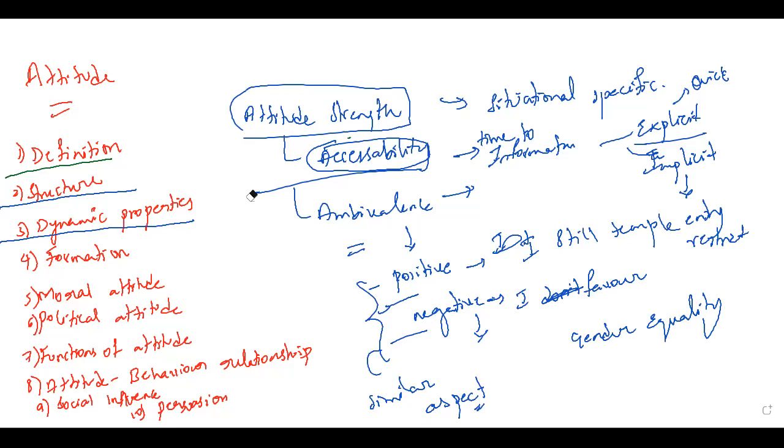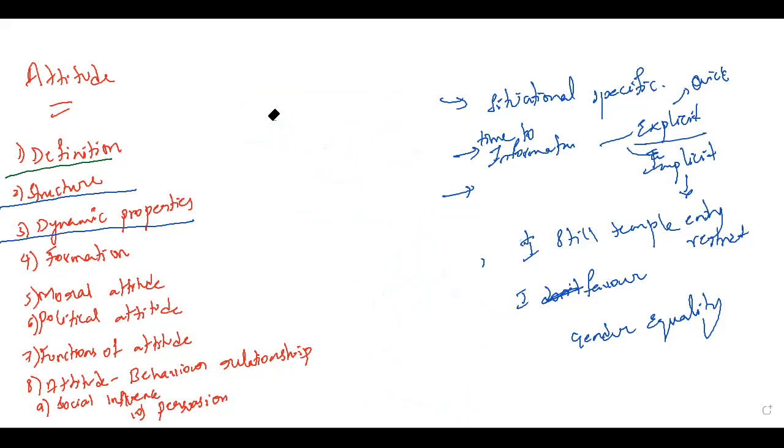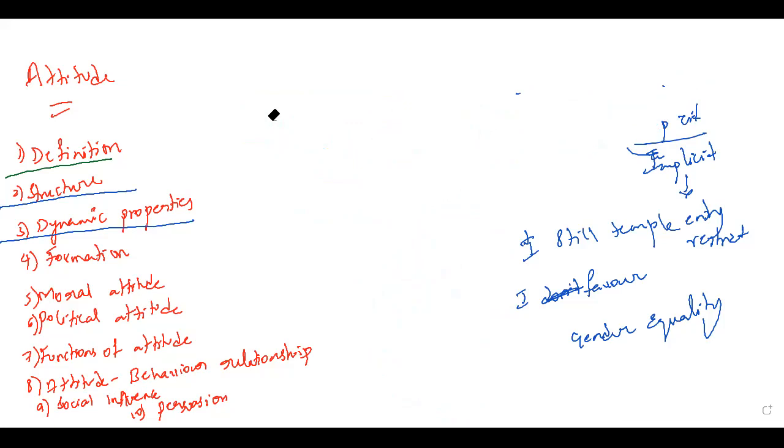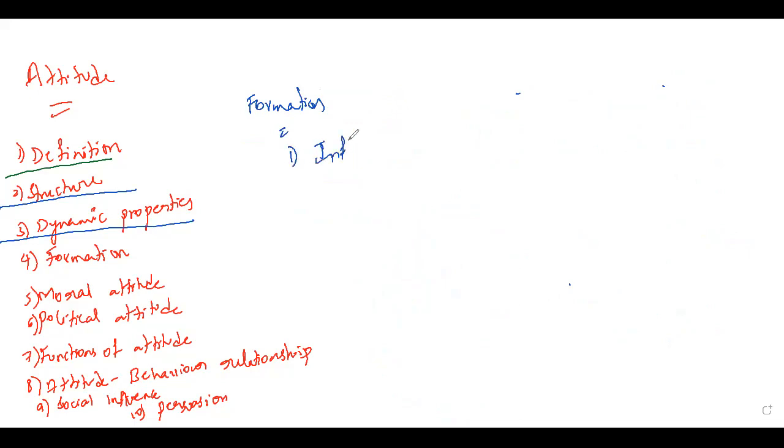Now moving on, formation of the attitude. Now tell me how attitude will form. There are many ways. Situational based. Influence from family, society, education, schools, I mean. Learning attitude by association.